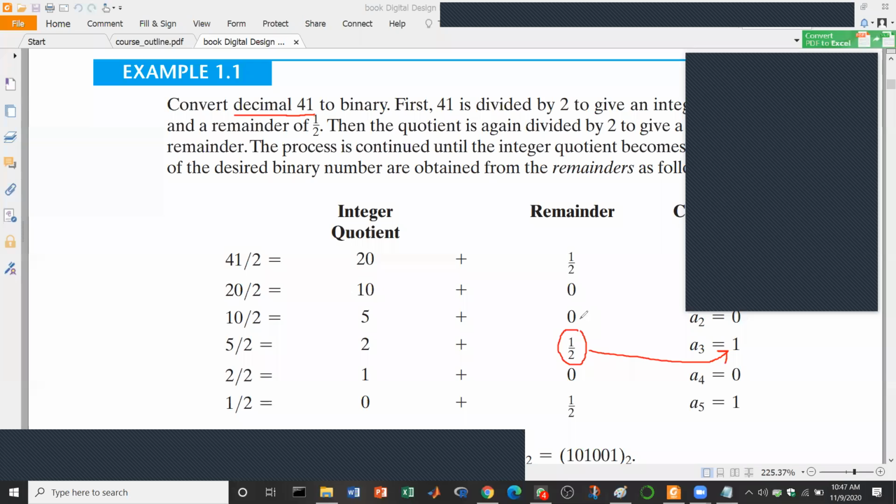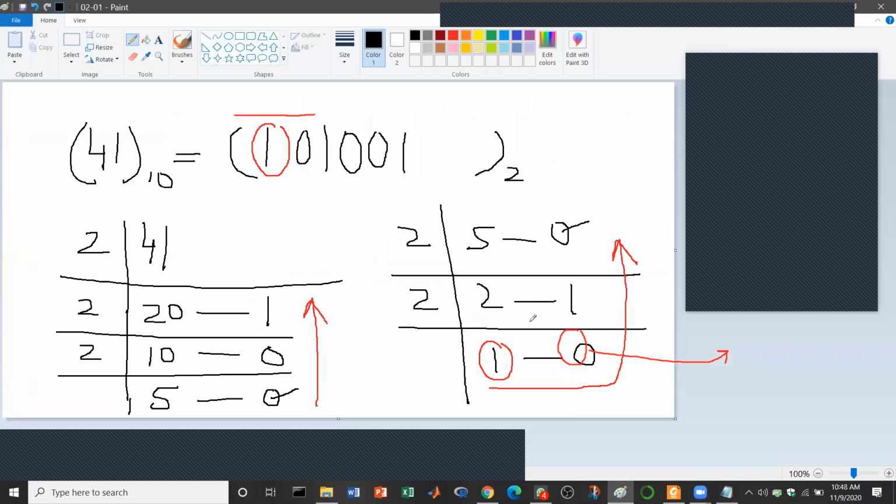Since this method is given in the book, this method is described in the book in this way, so that's why I take you to another method, which is the same method but in a different way. This is the way which we learned in our student days.